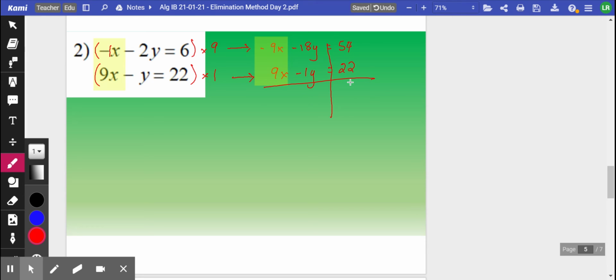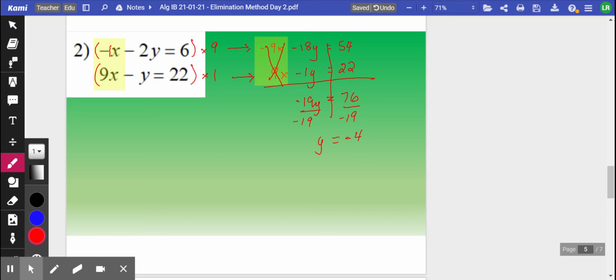Negative 9x plus 9x is 0. Negative 18y plus negative 1y is negative 19y. 54 plus 22 is 76. Finish him. Divide both sides by negative 19. I believe that is negative 4. I just want to double check. Yep. And y is negative 4.